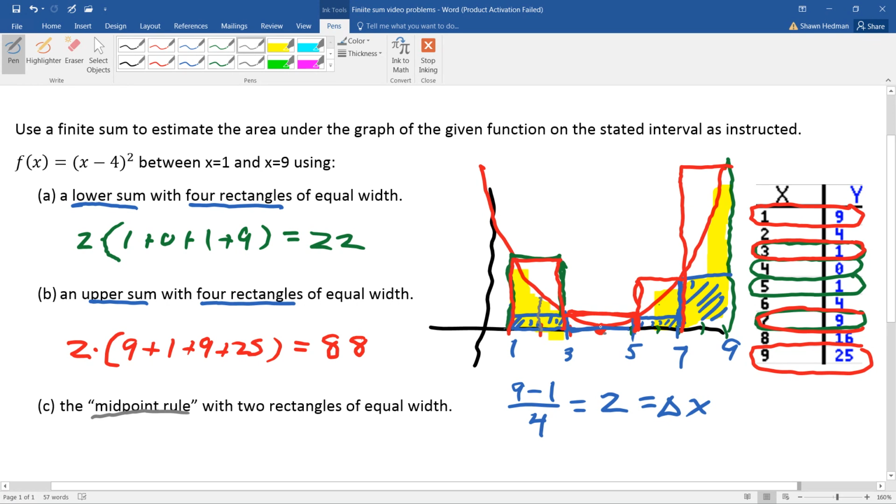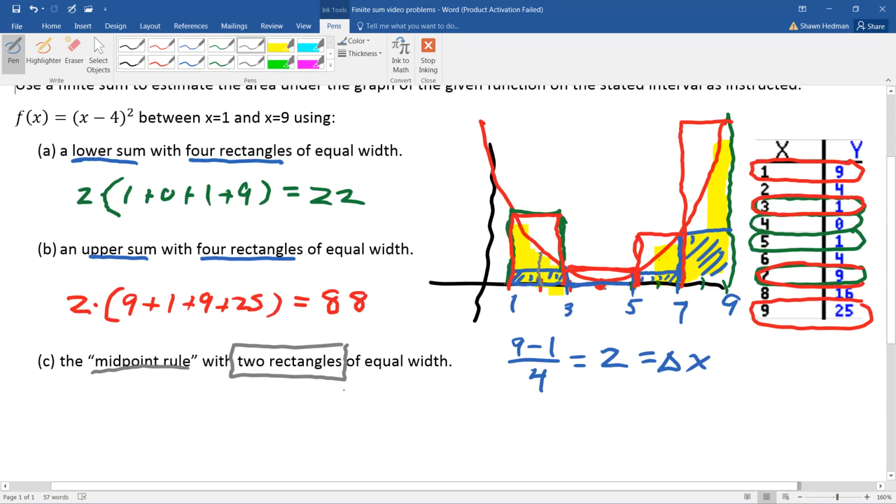But let me read the question here. Part C says we're only using 2 rectangles now. So that's going to change things. We're now just going to have 2 rectangles. And so that's going to change our value of delta x in part C. So again, I'll calculate it. I'm going from 1 to 9. So I'm going to start in the numerator by taking 9 minus 1. That's 8. That's the length of this interval.